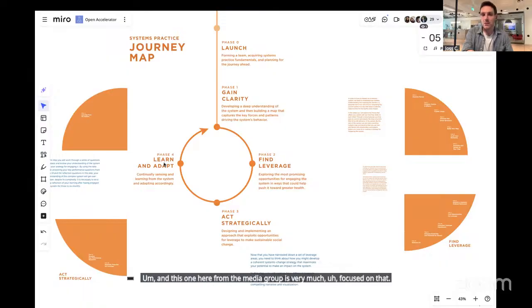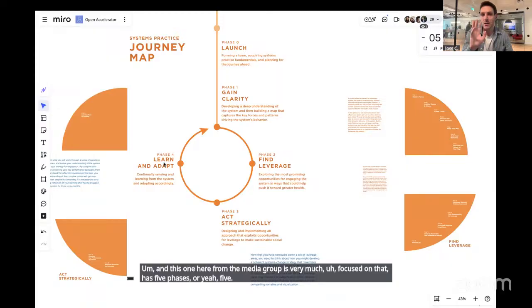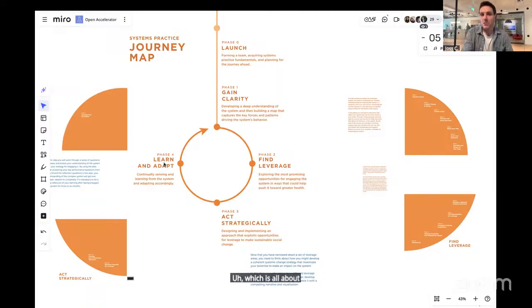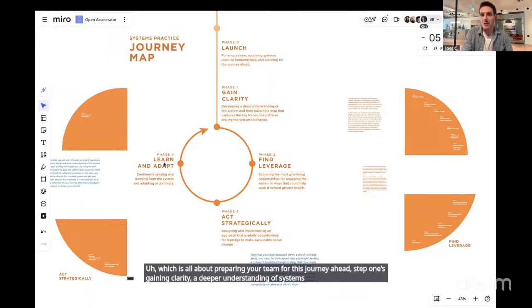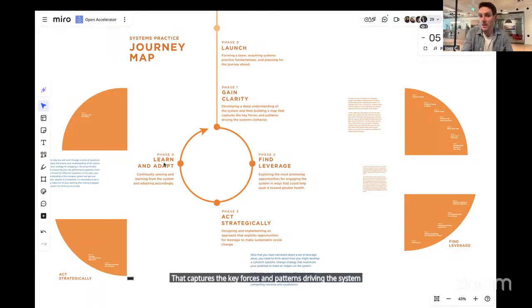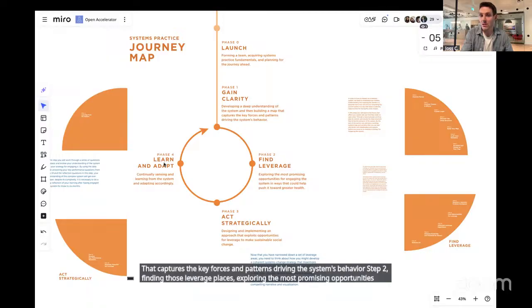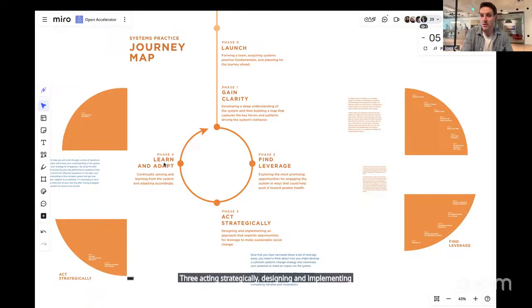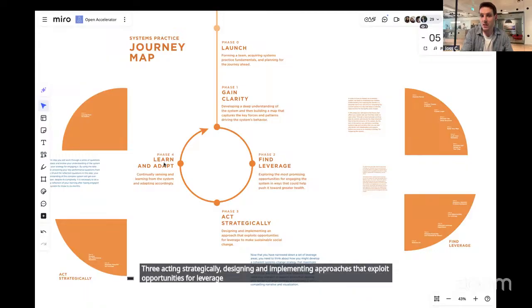It has five phases, because there's a zero there, which is all about preparing your team for the journey ahead. Step 1 is gaining clarity, a deeper understanding of systems, and then building a map that captures the key forces and patterns driving the system's behavior. Step 2, finding those leverage places, exploring the most promising opportunities for engaging the system. Step 3, acting strategically, designing and implementing approaches that exploit opportunities for leverage. And step 4 is about sense making, iterating, adapting, and learning, and essentially going through the cycle again.